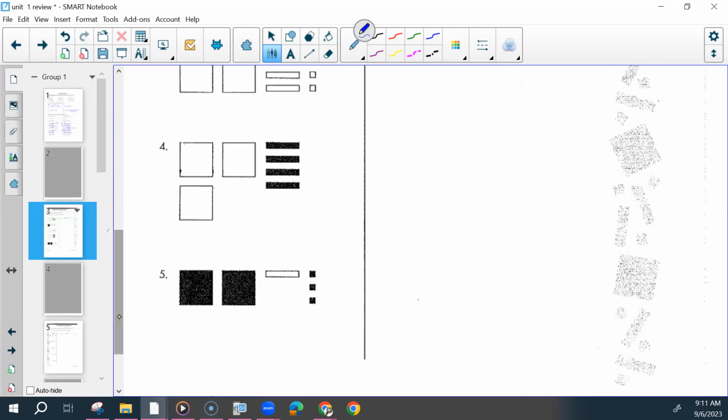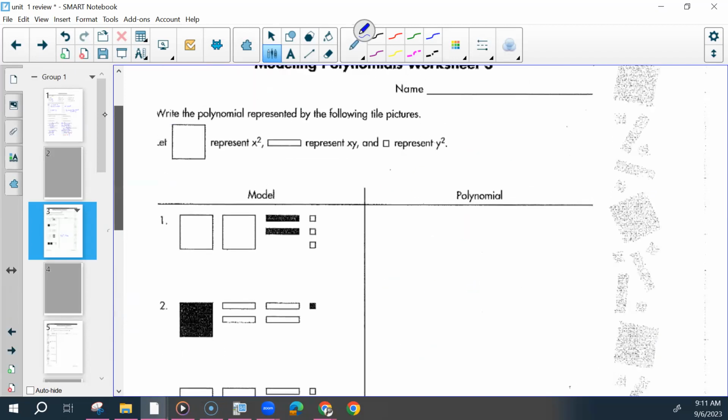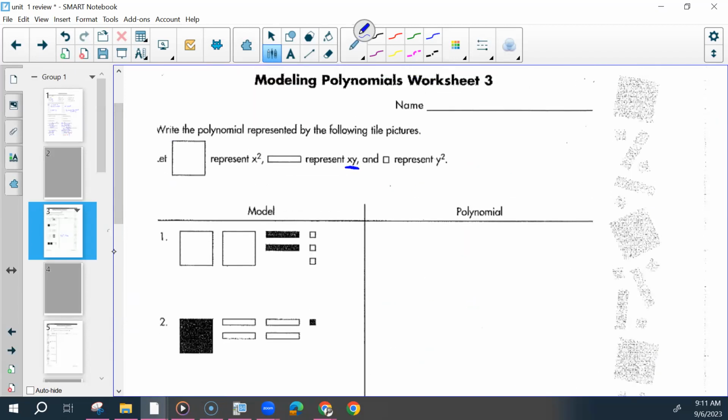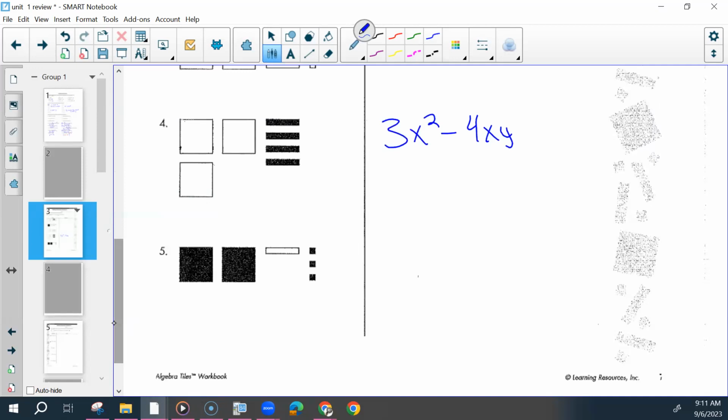Remember, you have the key, you can look at it. How many x squared do we have? Three. 3x squared. How many xy do we have? 4, and they're negative, so negative 4xy. We don't have any small squares, so we would not put any y squared at all. We're just doing whatever the keys are. Other questions on this page?